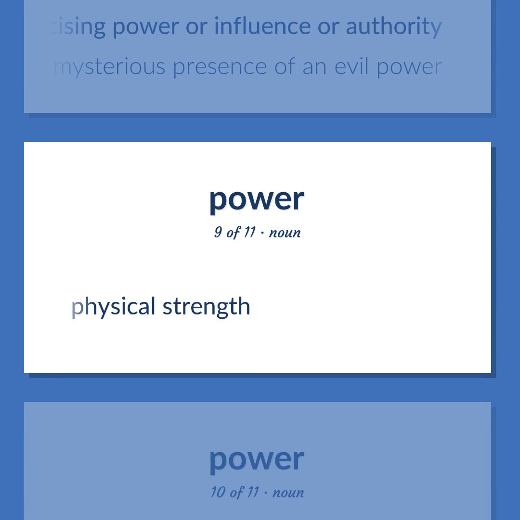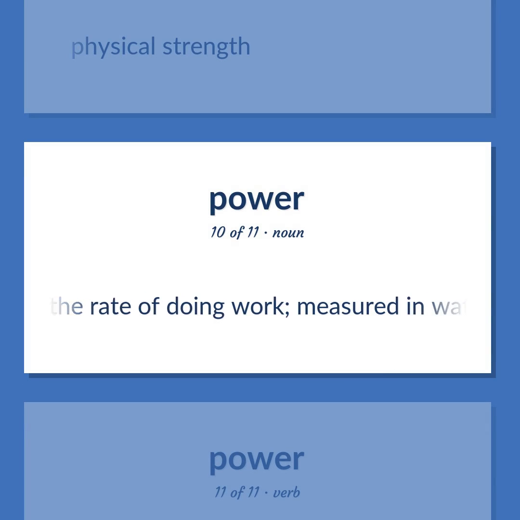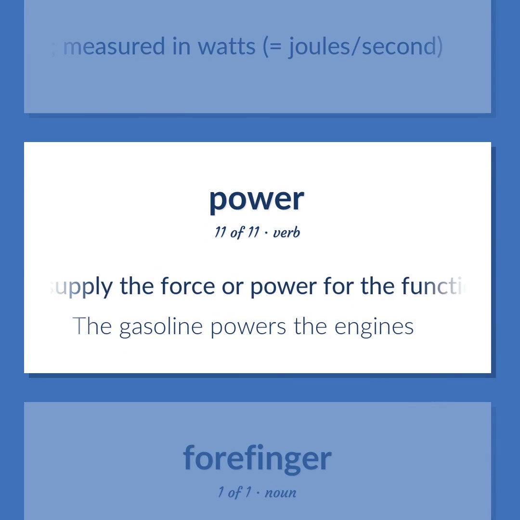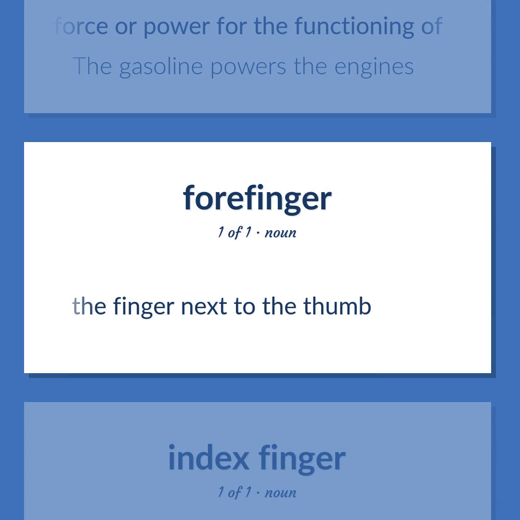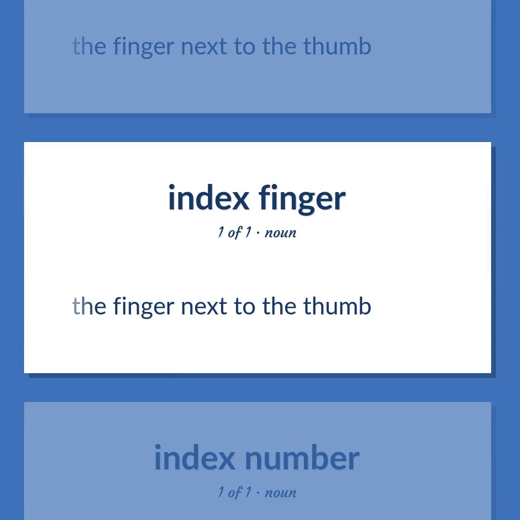Physical strength. Physics. The rate of doing work, measured in watts, equals joule per second. Supply the force or power for the functioning of. The gasoline powers the engines. The finger next to the thumb.